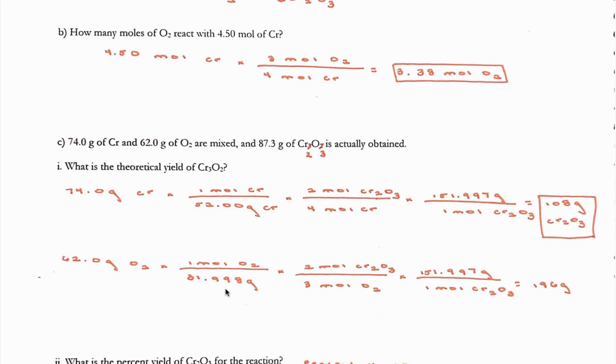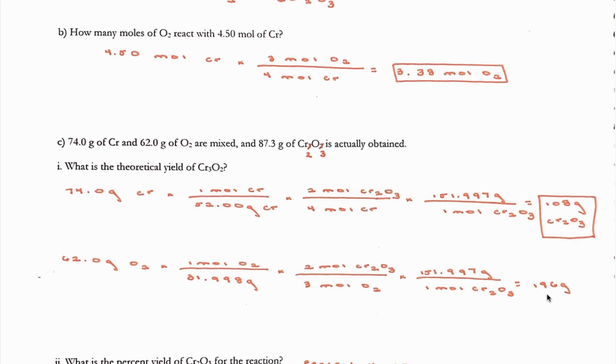So I get 31.998. The coefficient in front of chromium oxide is a 2, in front of oxygen is a 3. And then the molar mass that goes in front of grams for Cr2O3 is the same as it was above, 151.997. So 62 divided by 31.998 times 2 divided by 3 times 151.997 grams. And the answer I get rounded to 3 sig figs is 196.